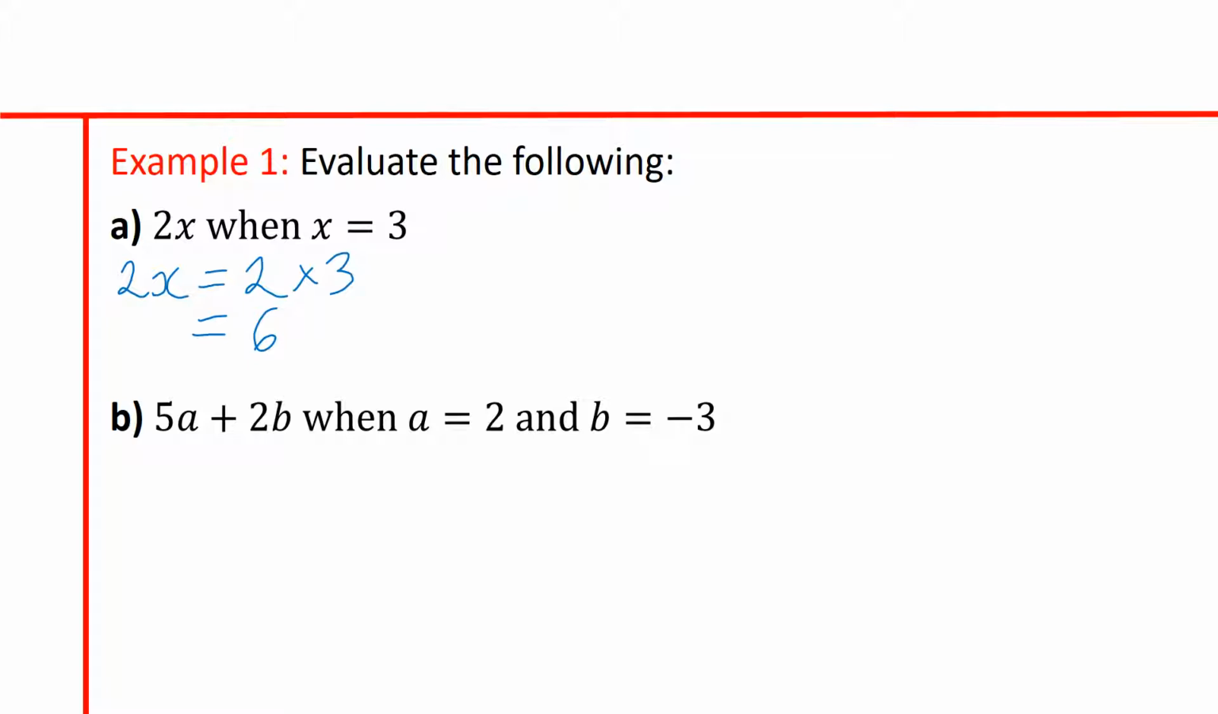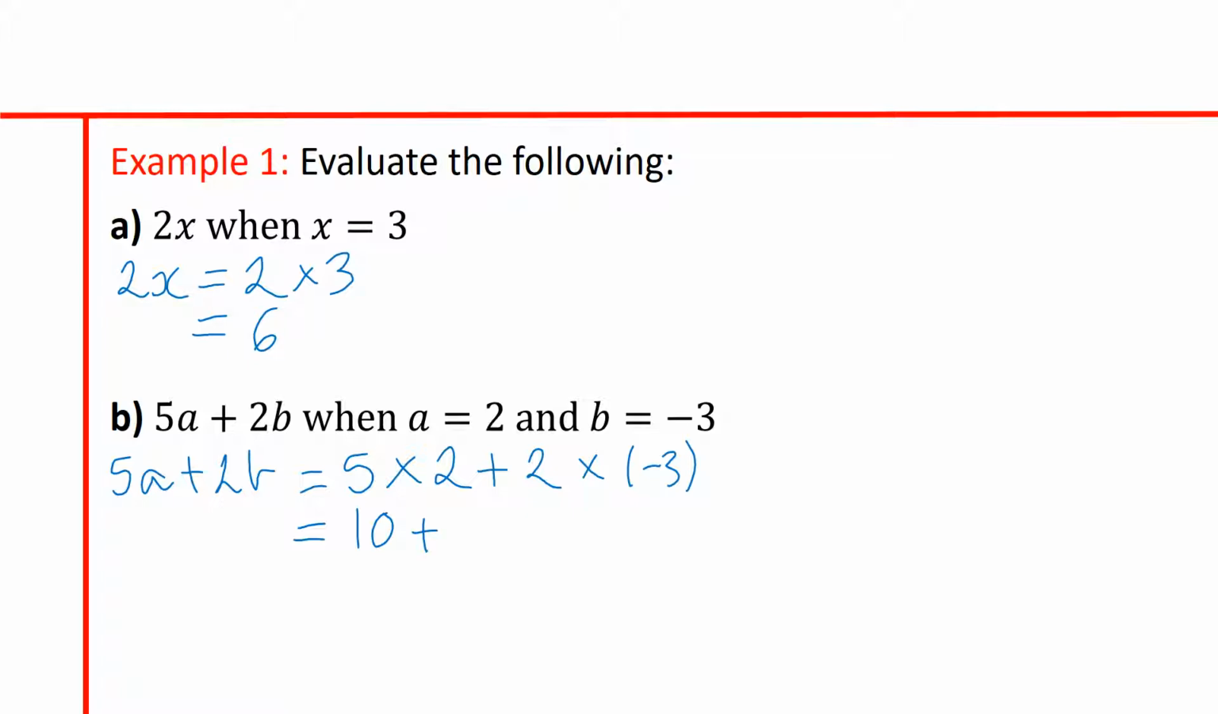So again, you should have written the expression first. 5a plus 2b is equal to 5 times, remember there's a multiplication between the 5 and the a, 2, plus 2 times minus 3. I'm going to put that minus 3 in brackets so I don't forget about it, equals. Using BODMAS, we do our multiplications first. So 5 times 2 is 10, plus 2 times minus 3. So I've got plus 2 times minus 3 is minus 6.